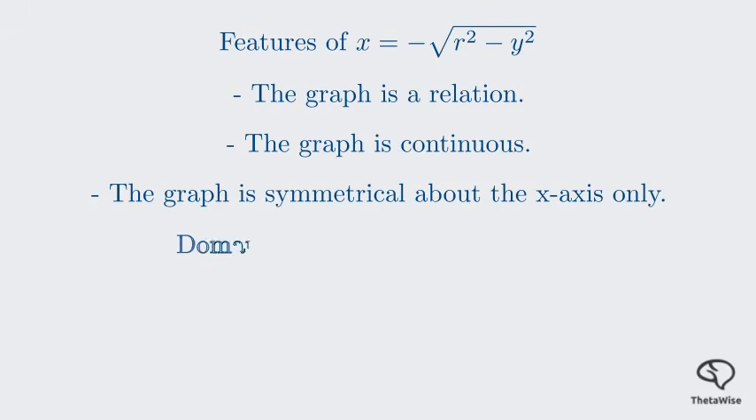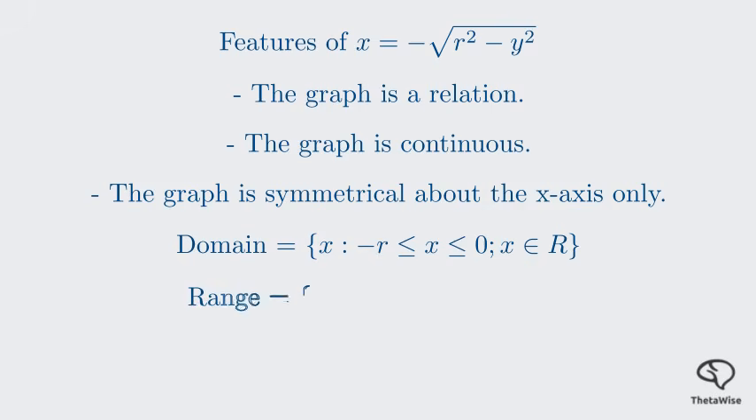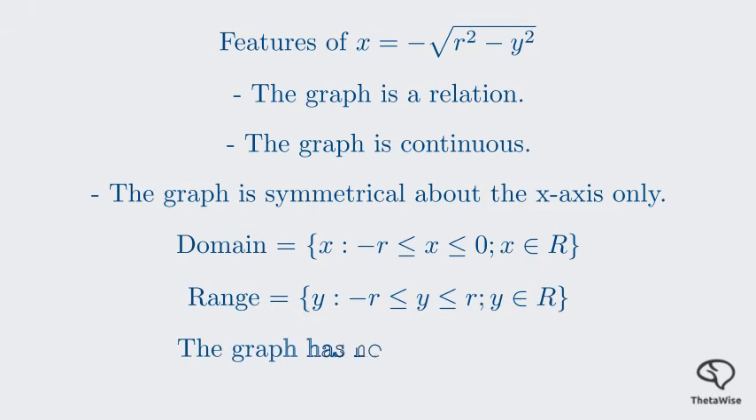Its domain is from negative r to 0. The graph never goes into the positive x region. The range is from negative r to r. The graph covers the entire vertical extent of the circle. And like the right-facing semicircle, this one is also not a function. It too fails the vertical line test, as a vertical line can intersect it at 2 points.